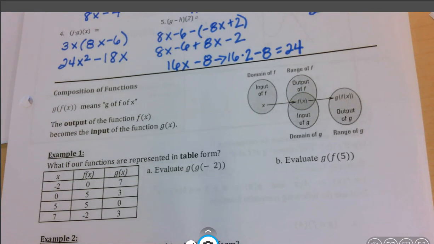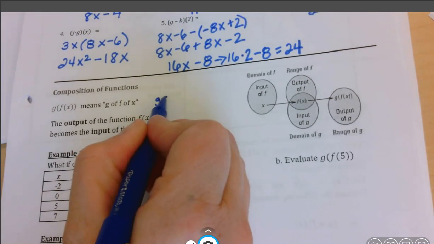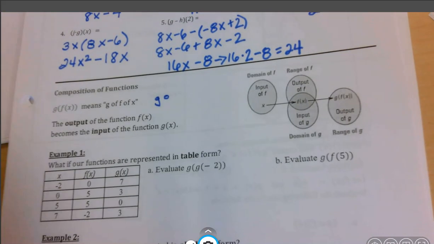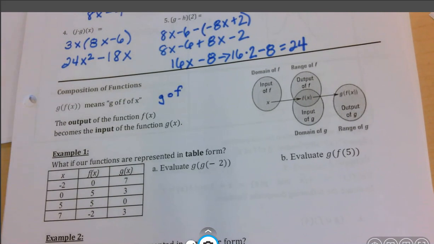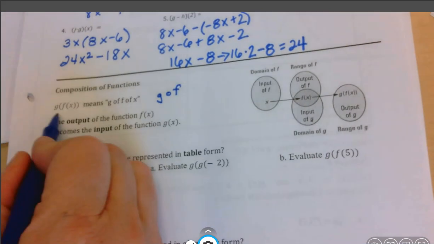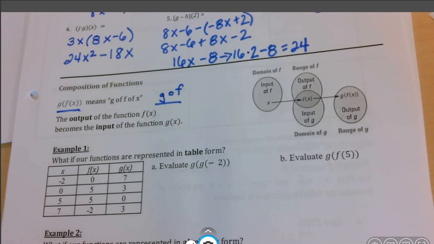There is another way of writing it. The other way of writing it is like this, g, and then this little circle. I like to think the circle means "of f," like that, g of f. You'll see that notation on the back of your notes, but sometimes we write it like this, and sometimes we write it like this, and they mean the same exact thing. What would be different is if I did f of g. F of g is different.